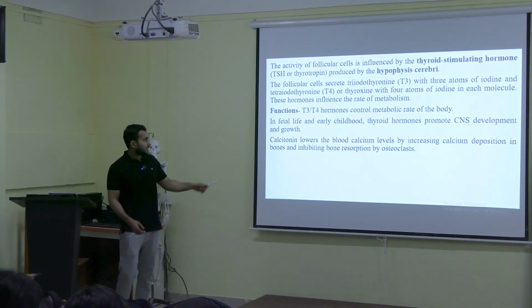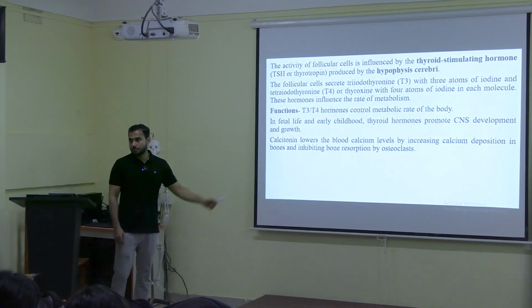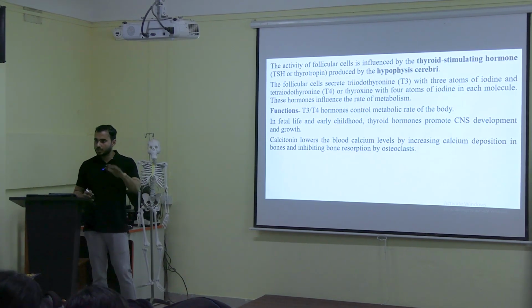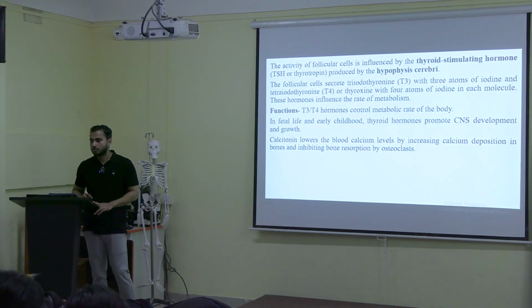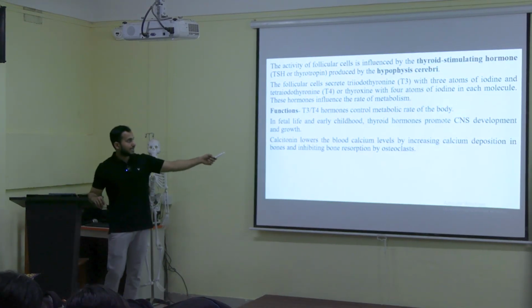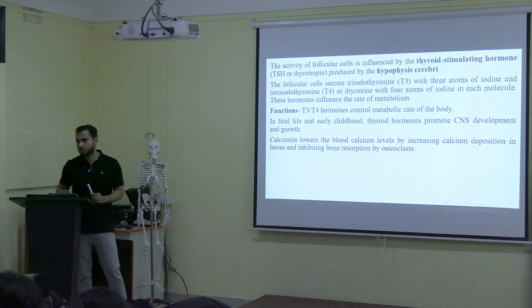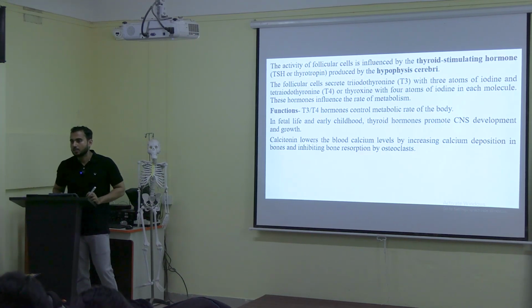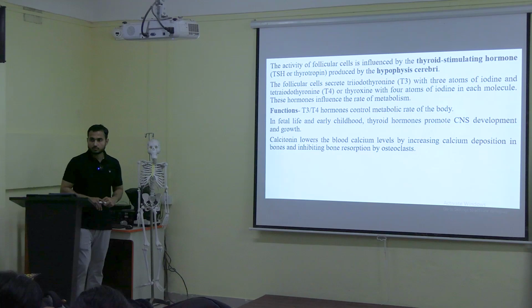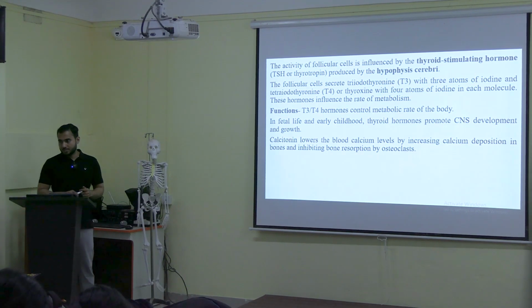Okay, and calcitonin, what will it do? It will lower the blood calcium level. How will it lower the blood calcium level? By increasing the calcium deposition in the bone and inhibiting the bone reabsorption by osteoclasts. These are the mechanisms by which it will decrease the calcium level in the blood. Okay, so that is about the parafollicular cells.